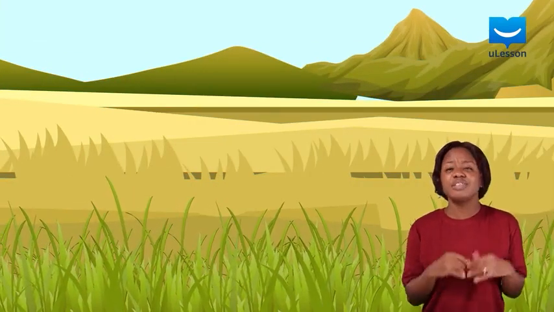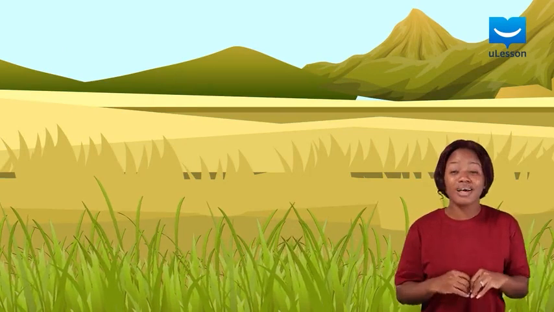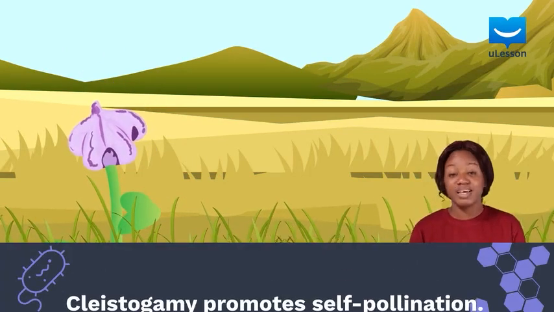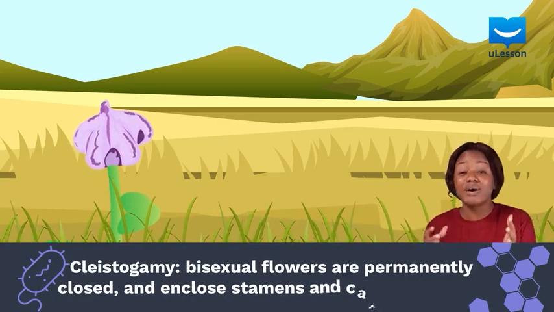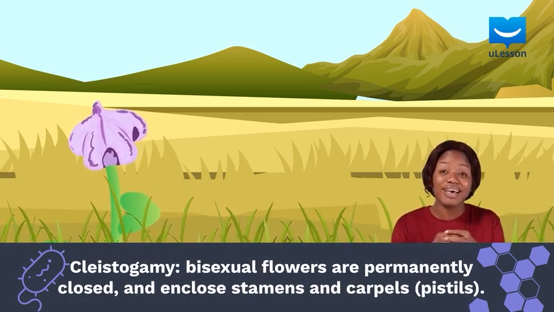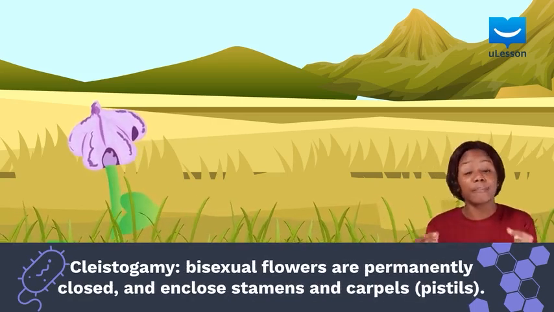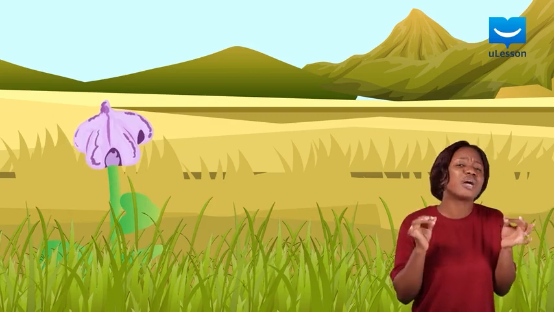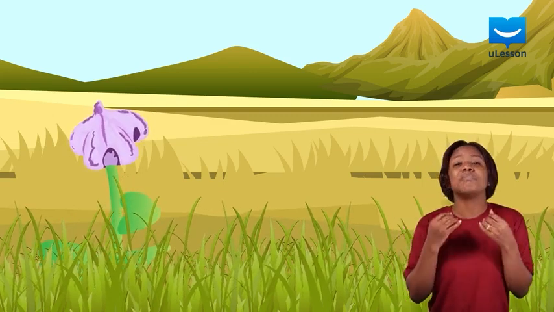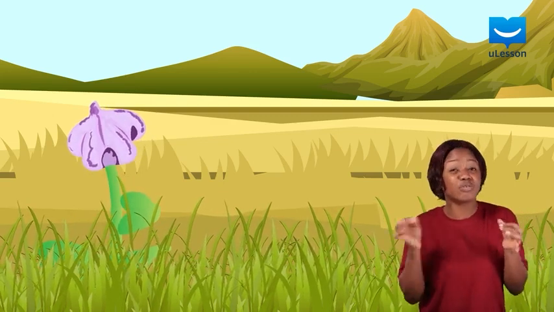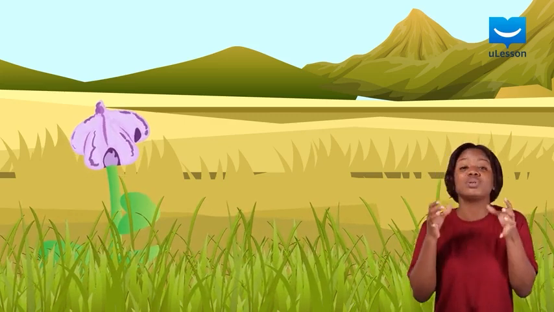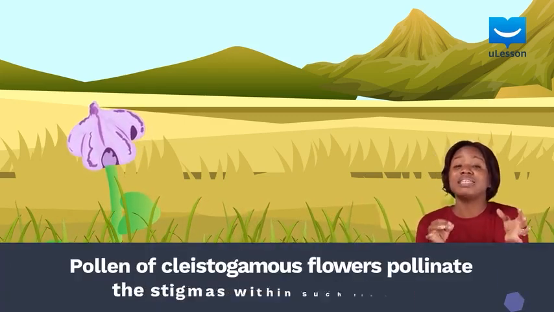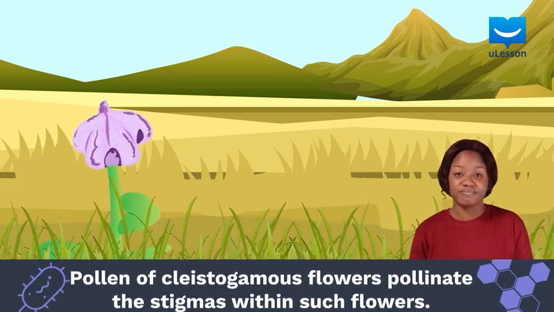Some factors promote self-pollination. The first is a condition called cleistogamy. Cleistogamy describes a situation in which bisexual flowers are permanently closed and enclose stamens and carpels. Since a cleistogamous flower is closed, it means pollen cannot be sent out of it to pollinate other flowers. So pollen are trapped within the flower, and they pollinate the stigma of that flower.